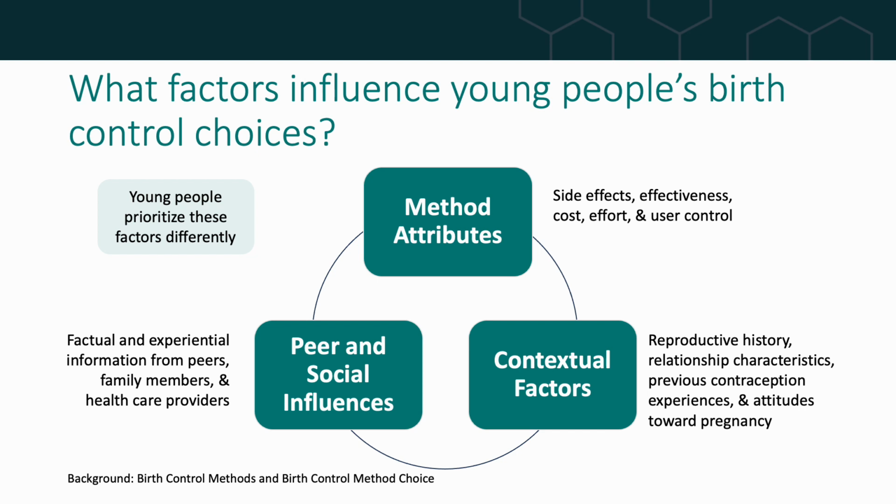Research suggests that young people consider several factors when choosing which birth control method to use. This includes the attributes of different methods, such as side effects, effectiveness, cost, effort involved, and user control; contextual factors, such as reproductive history, relationship characteristics, previous birth control experiences, and attitudes towards pregnancy; and peer and social influences, such as facts and experiences provided by peers, family members, and healthcare providers. Young people prioritize these factors differently. We acknowledge that a young person's birth control choice may not always align with their preferences due to systemic factors.